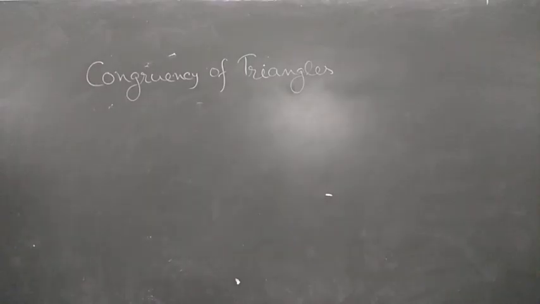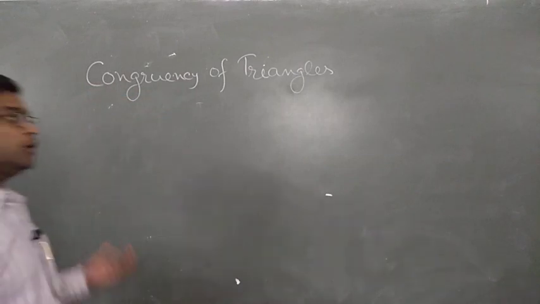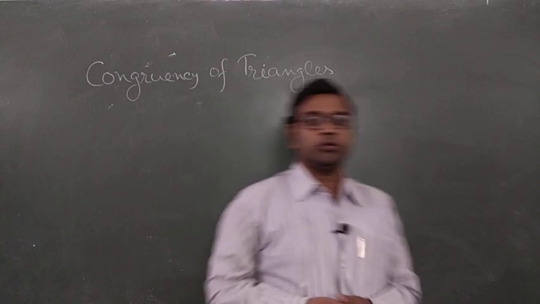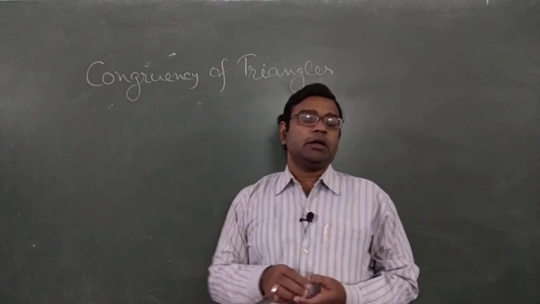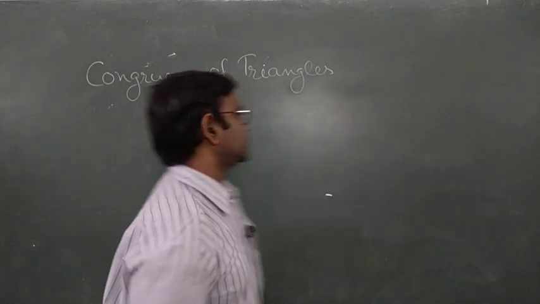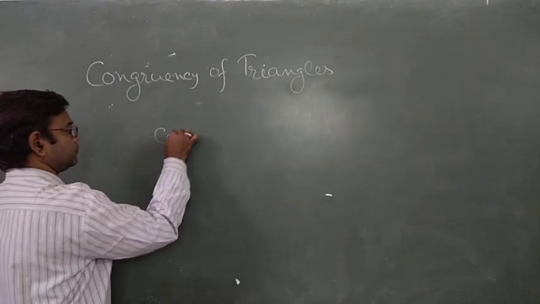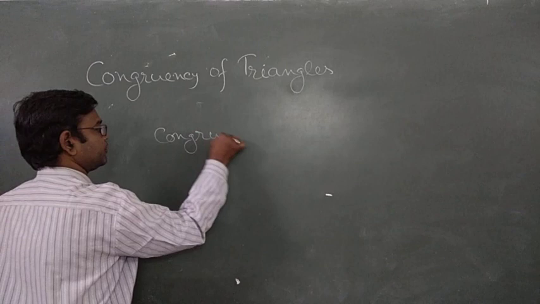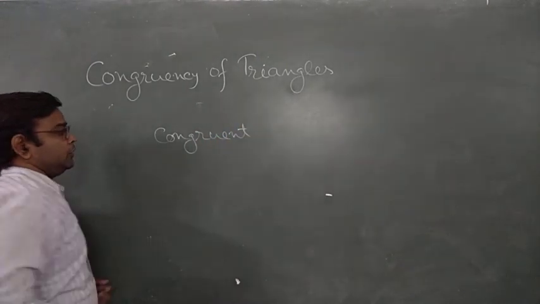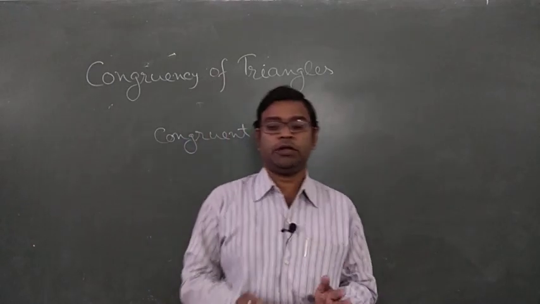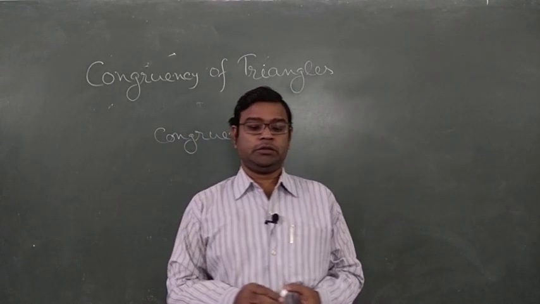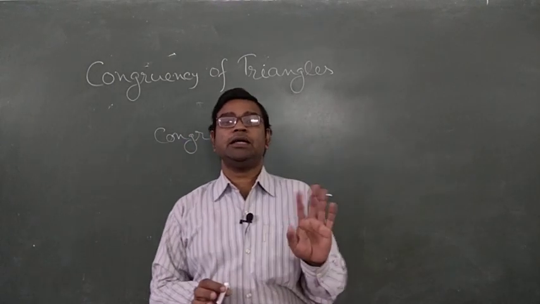Hello students, as you are observing on screen, congruency of triangles is written over there. What is the meaning of congruency? First we discuss where this word congruency comes from. The actual word is congruent. So what is the meaning of congruent? This is the condition when two figures overlap with each other and they are exactly identical.